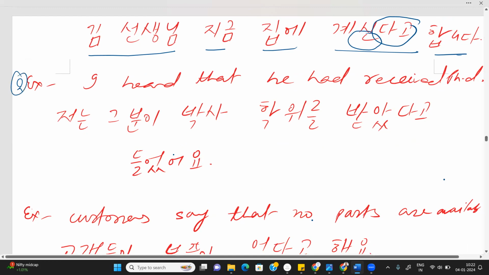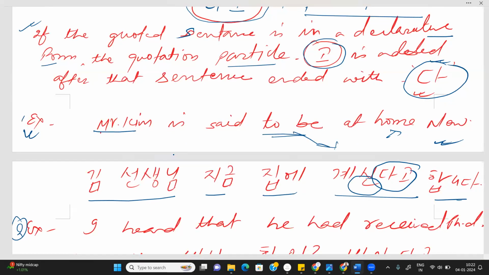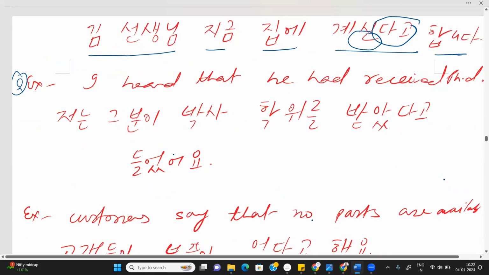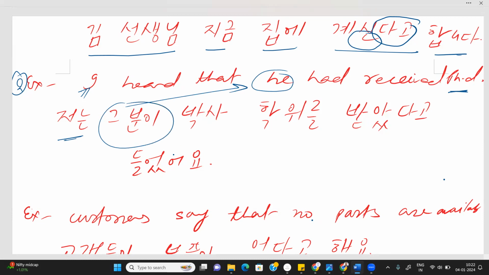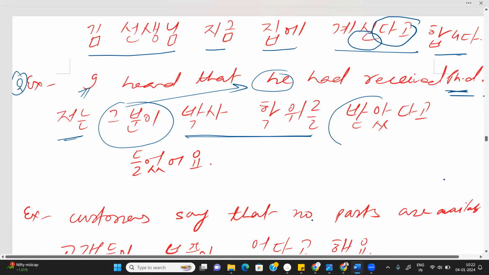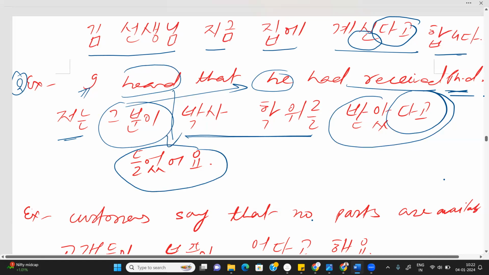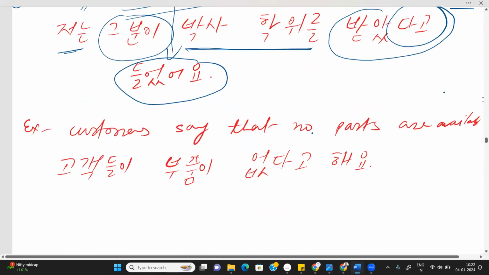Second example. That was the first example. Now the second example. I heard that he had received a PhD. Okay. So jeonan I, jeo-neun, geubun-i, he. Okay. Paksa, PhD. Paksa hakwi-reul, PhD. Hadattago. Received. Okay. Heard. Deureosseoyo. Okay. Understood? Okay.